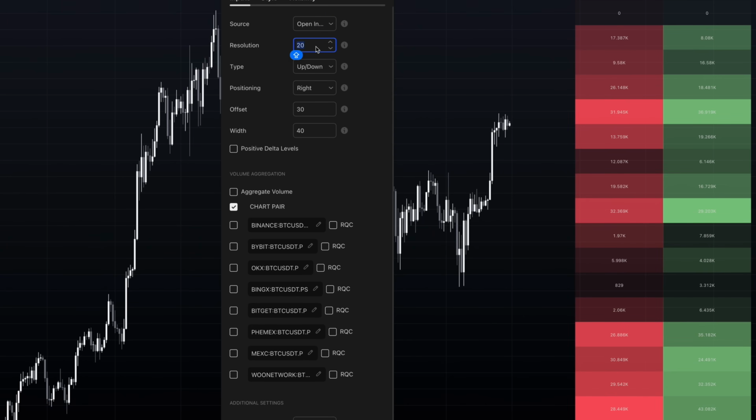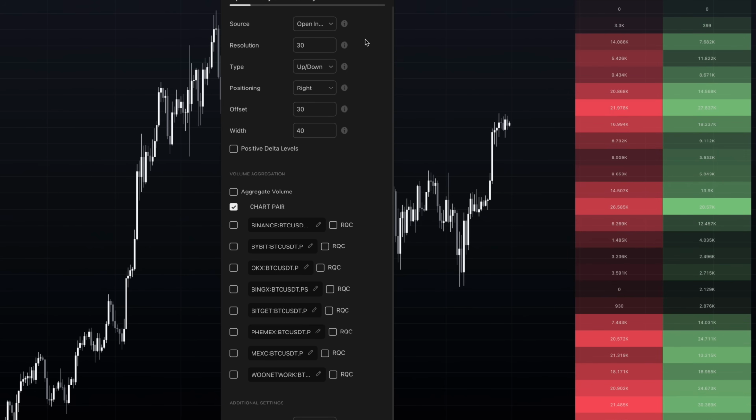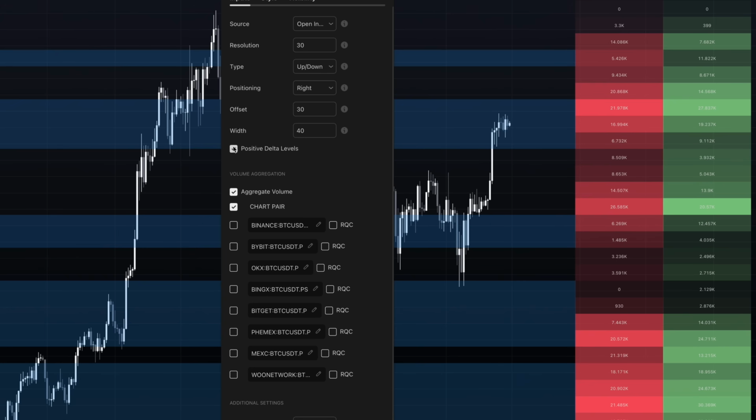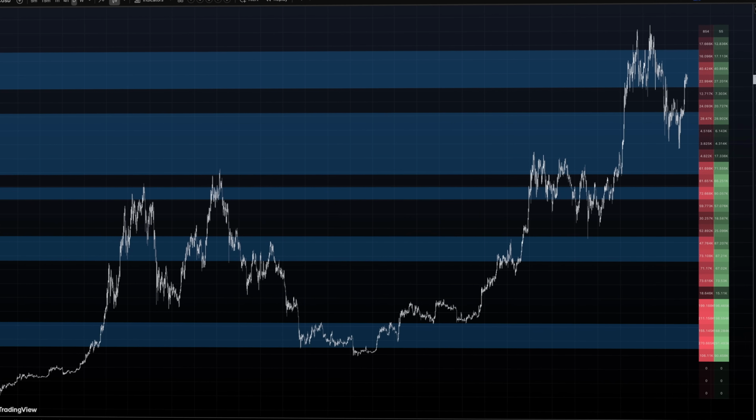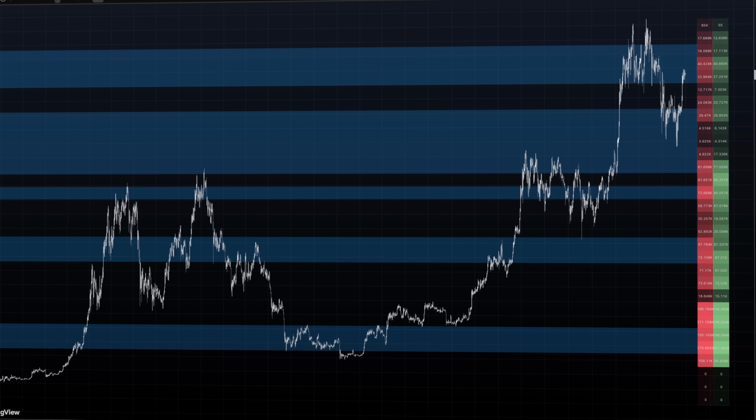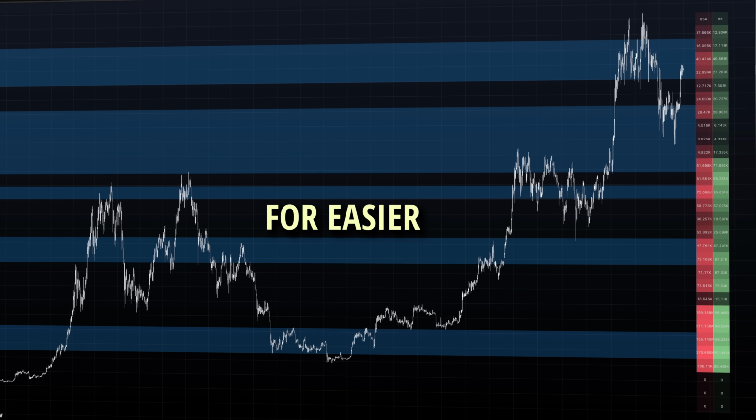Users can choose between analyzing traditional volume or open interest, adjust the resolution for more or less detail, and optionally aggregate data from multiple exchanges. Additionally, the indicator highlights price levels where positive delta buying strength was significant, which could act as key zones of interest. Its settings are flexible, offering positioning, size adjustments, and customized color schemes for easier interpretation.